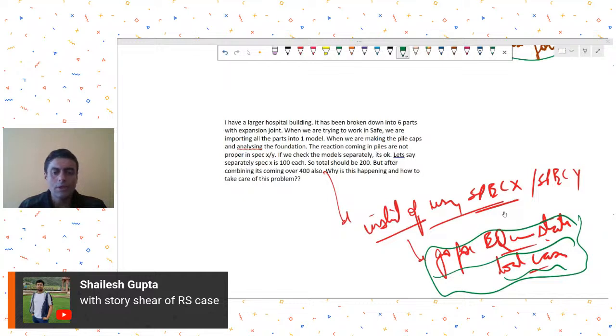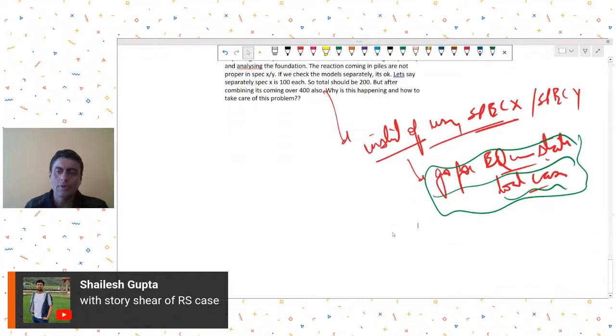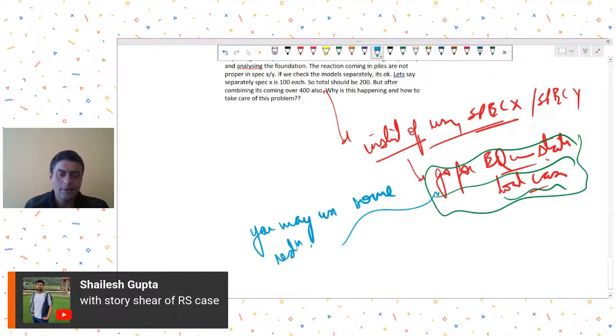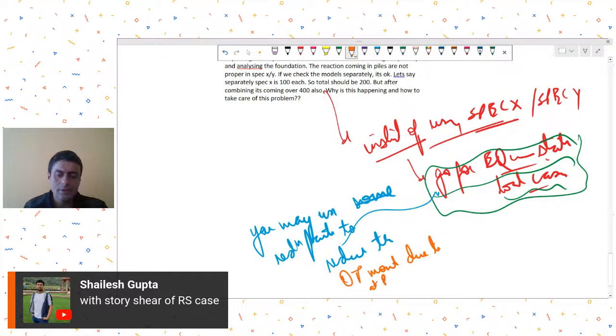Okay, but use equivalent static load cases. So I'll just write, go for equivalent static load case, and you may use some reduction factor. You will have to calculate that. You may use a reduction factor to reduce the equivalent static overturning moment, the overturning moment at the base due to equivalent static.